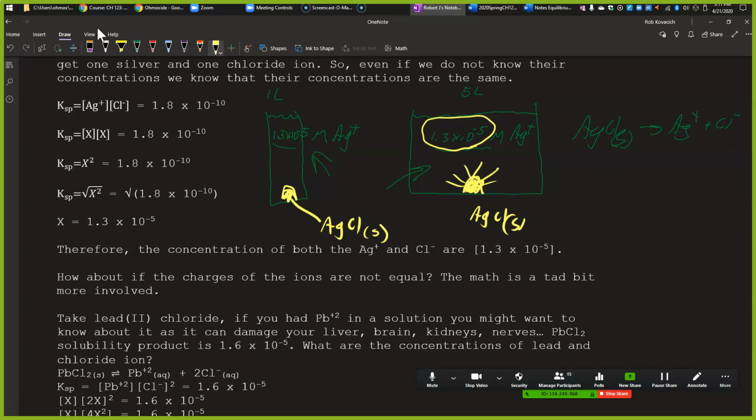Okay, look, you can look at the Ksp value for an insoluble substance and throw it into a container and know what concentration it's going to be. No matter what, it's going to be that concentration. Doesn't matter the size of the container. You know exactly what the concentration is going to be, no matter what. Not impressive? Nah.